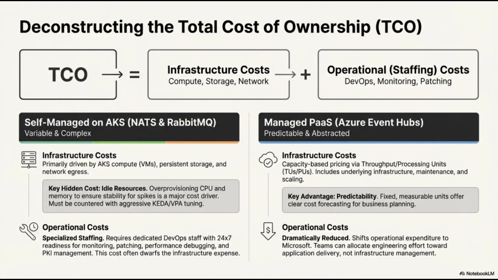In contrast, a managed PaaS solution like Azure Event Hubs offers a more predictable and abstracted model. Infrastructure is billed based on capacity units, such as throughput or processing units, which inherently includes the cost for underlying infrastructure, maintenance, and automated scaling. This provides a key advantage in predictability for business forecasting.